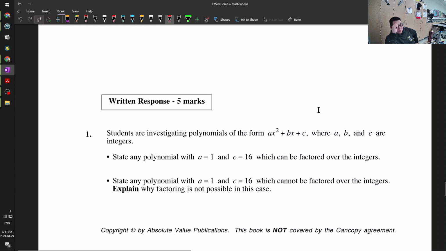Okay, written response. Students are investigating polynomials of the form ax squared plus bx plus c, where a, b, c are integers. State a polynomial which can be factored over integers. They just want a b value, right? So I have 16.